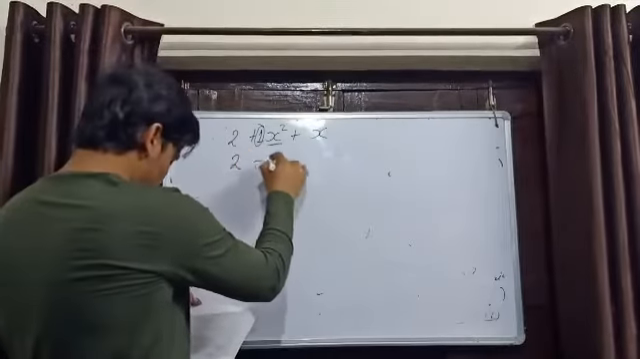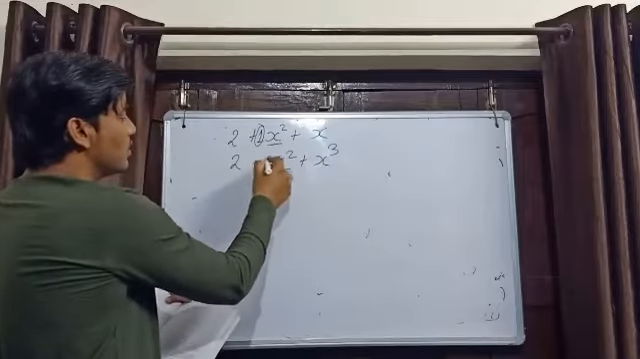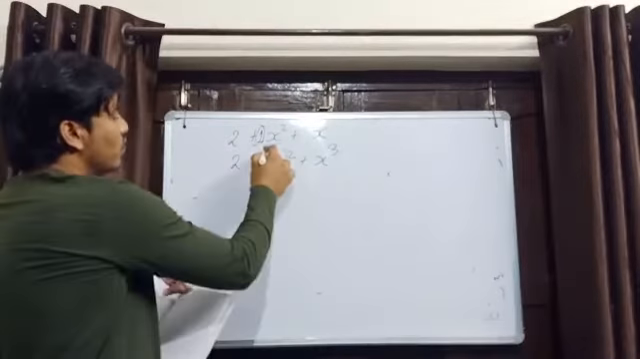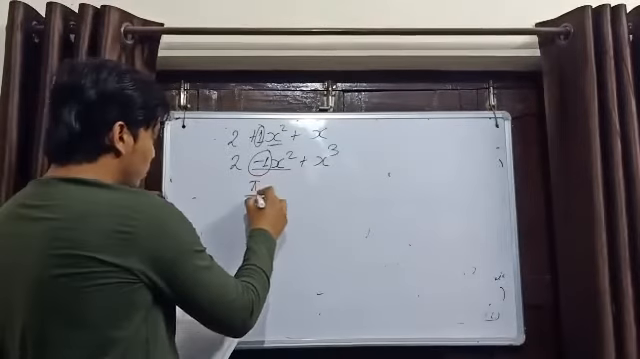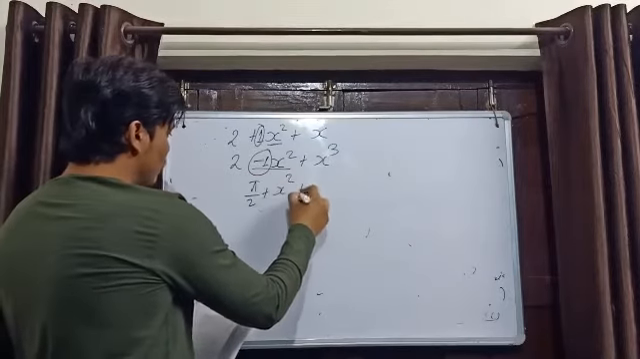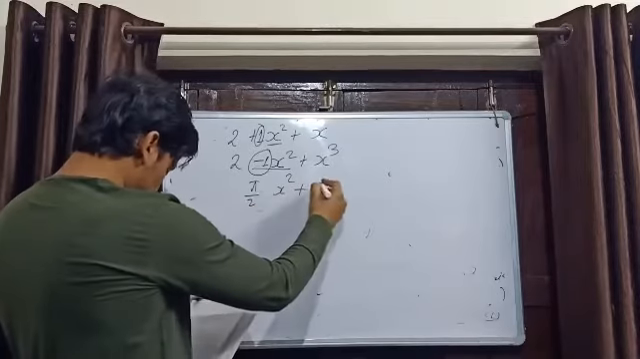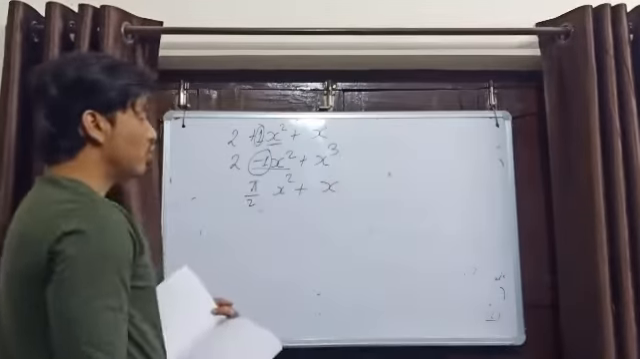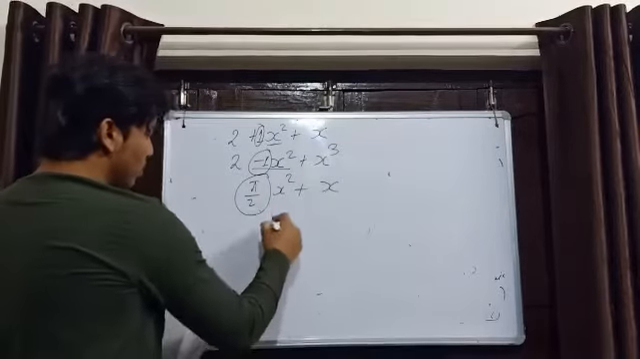Second is 2 minus x square plus x cube. What is the coefficient of x square? It is minus 1. Next, pi upon 2 x square plus x. What is the coefficient of x square? The coefficient of x square is pi upon 2.